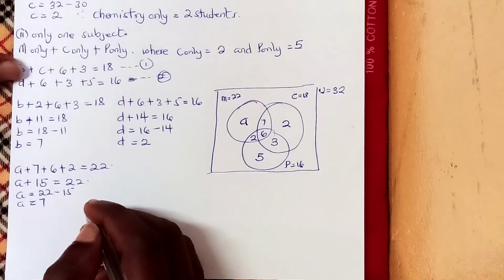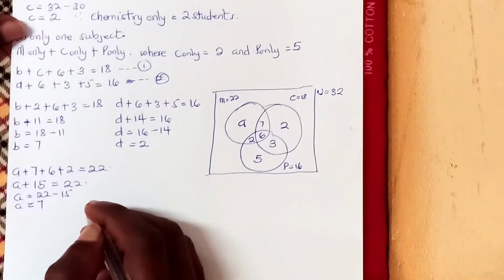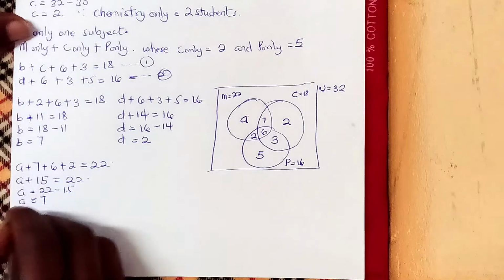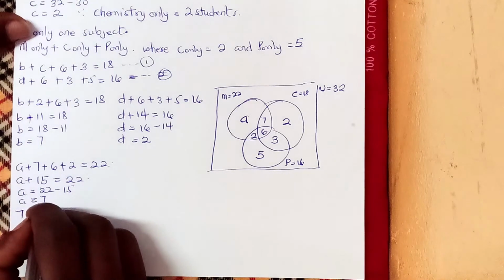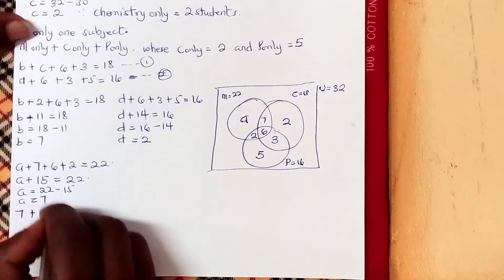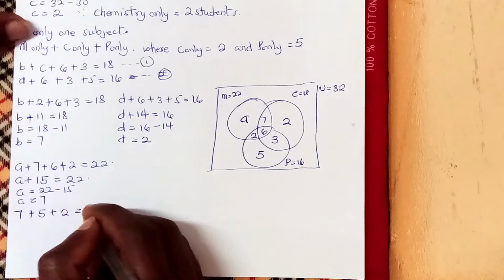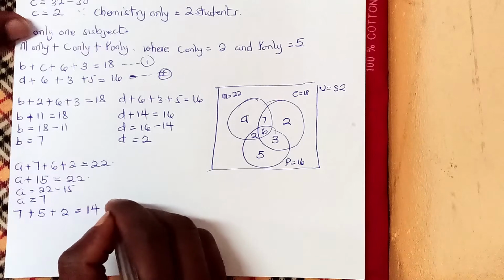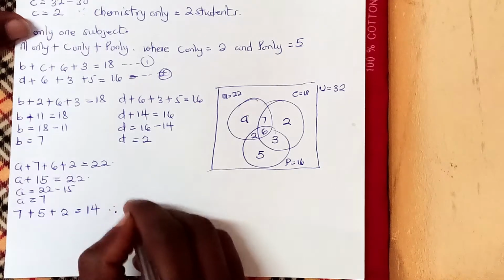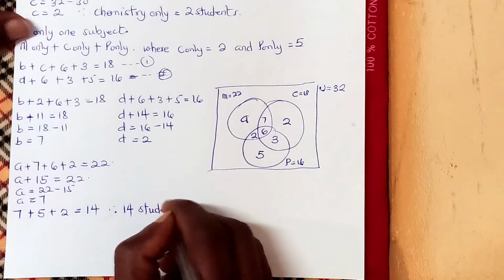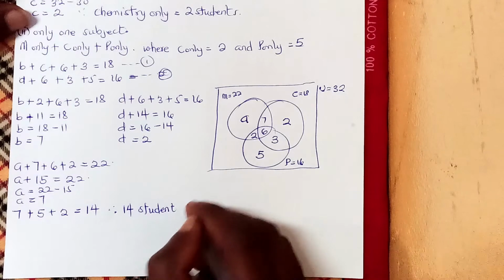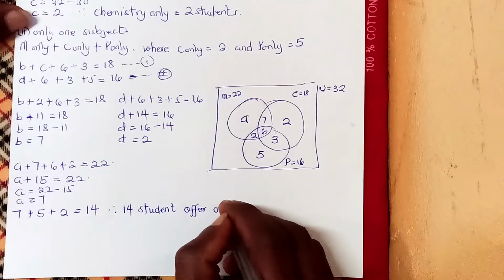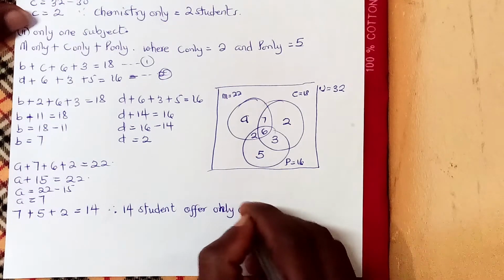Now since we have A, let's fix it inside. Therefore we have maths only, we have chemistry only, and also we have physics only. So let's add them. Maths only to be 7 plus physics only to be 5, plus chemistry only to be 2, which gives us a sum of 14. So therefore we write, 14 students offer only one subject.